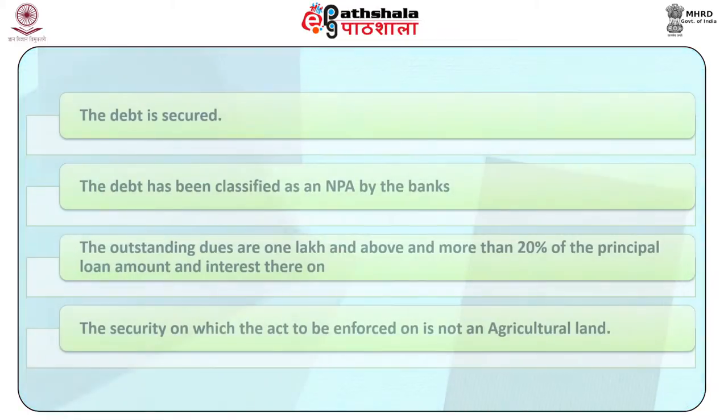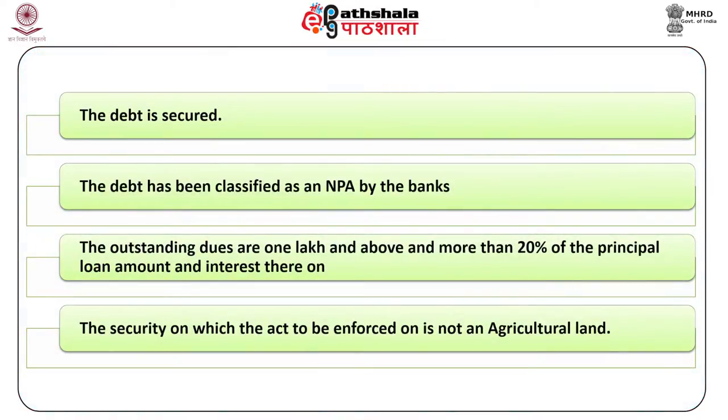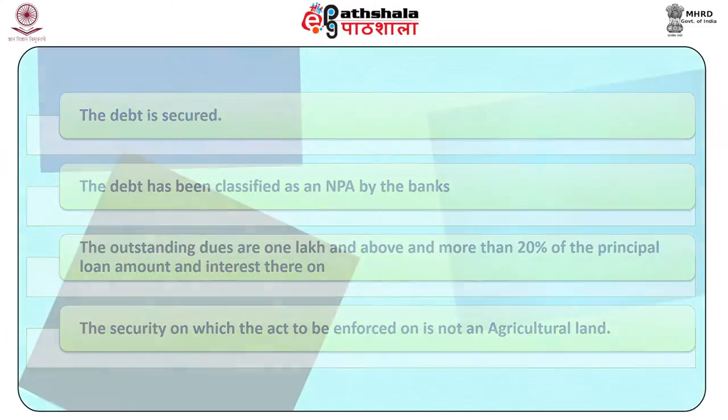Preconditions. The Act stipulates four conditions for enforcing the rights by a creditor. The debt is secured. The debt has been classified as an NPA by the banks. The outstanding dues are 1 lakh and above and more than 20% of the principal loan amount and interest thereon. The security on which the Act is to be enforced is not agricultural land.